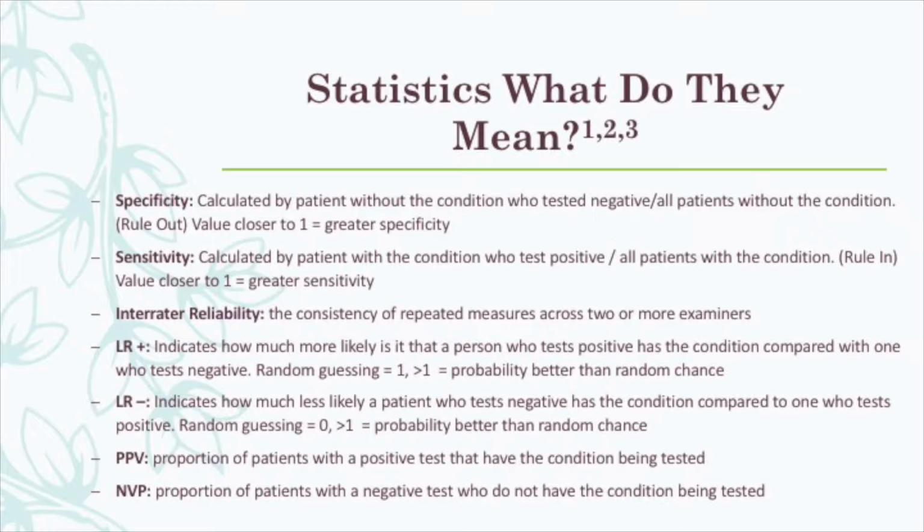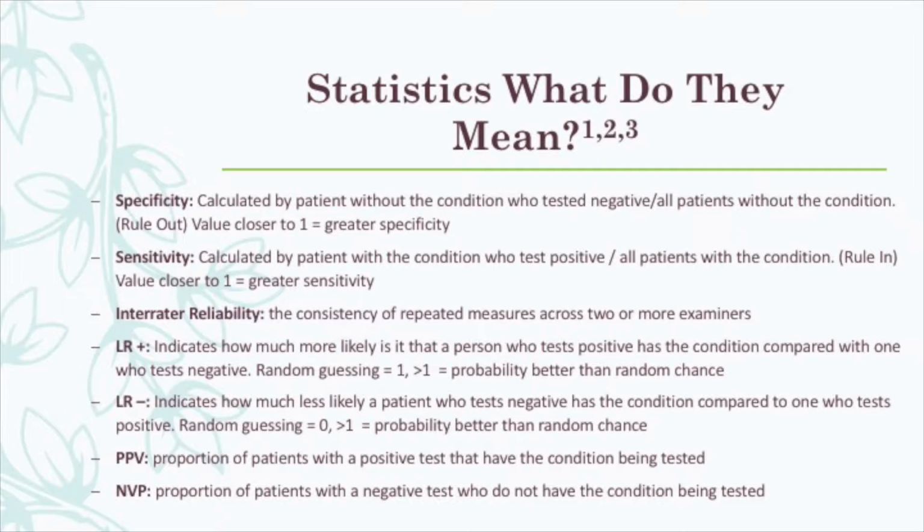Inter-rater reliability is how similar a measurement of the same test is when performed by more than one physical therapist. Positive likelihood ratio is how much more likely it is that a person who tests positive has the condition compared to one who tests negative. Negative likelihood ratio is how much less likely a patient who tests negative has the condition compared to one who tests positive. PPV, or positive predictive value, is the number of patients with a positive test who have the condition, and NPV, or negative predictive value, is the number of patients with a negative test who do not have the condition.